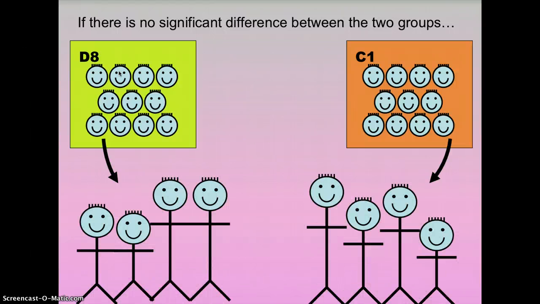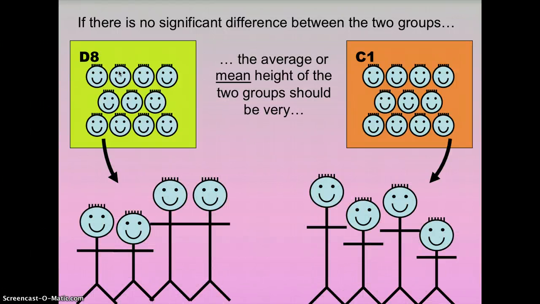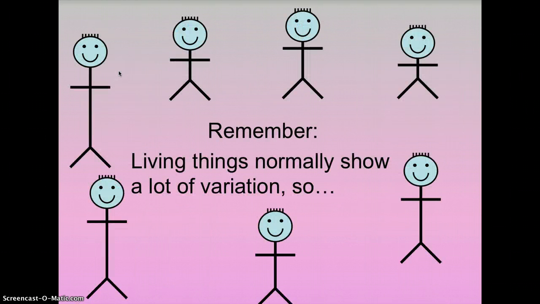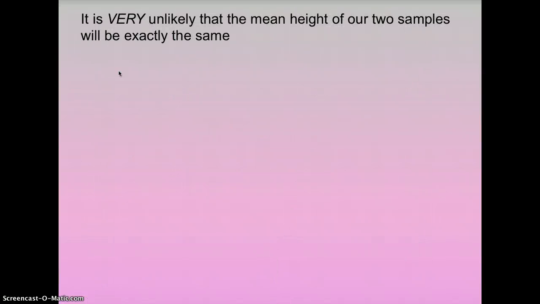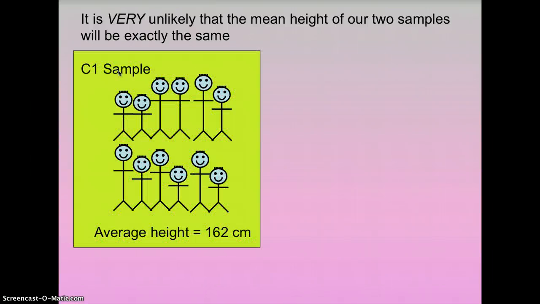If there's no significant difference, then we would be able to determine that the mean height of the two different classes would be about the same, right? There'd be a very small difference between the two groups. So it's important to remember that we're studying biology, the study of living systems, and there's always a lot of variation in living things. So it's really unlikely that we're going to have the exact same average for any two groups of data, right?